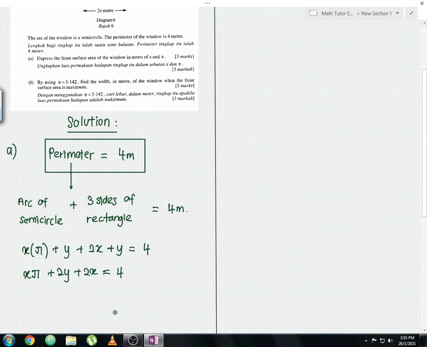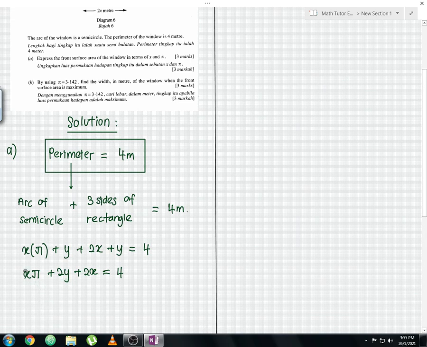In this question, since we are going to express the surface area in terms of x and pi, the very first step we need to do is come up with the equation of y in terms of x, because at the end we're going to eliminate the y variable. So how to eliminate the y variable? We need to come up with the equation of y in terms of x. I hope you understand the concept behind this.